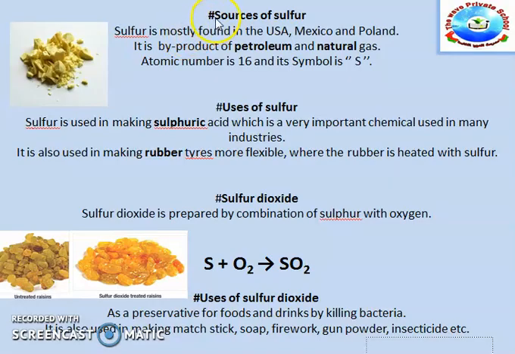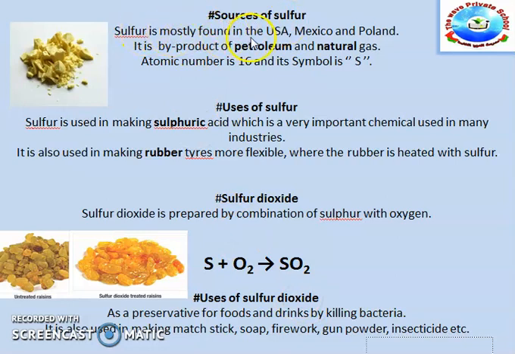In this chapter, we are going to see the sources of sulfur, uses of sulfur, how sulfur is used to make sulfur dioxide, and further we are going to see the uses of sulfur dioxide. Let us first see the sources of sulfur.